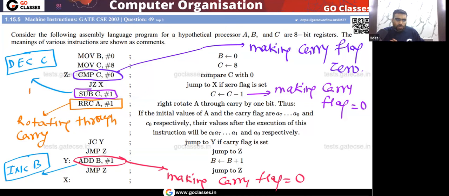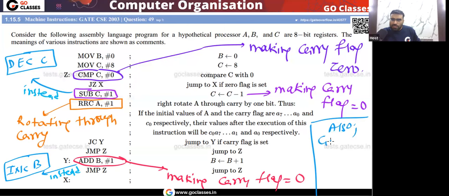So remember, if you use this instead, and also it should be given that CMP does not affect the carry flag. So if these three things are given, now you tell me what will be the answer. If these things are changed, please tell me. I am saying that, see, please understand.